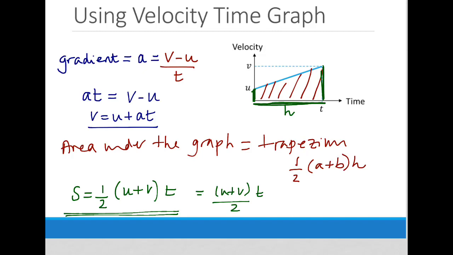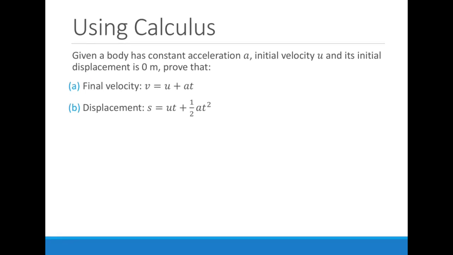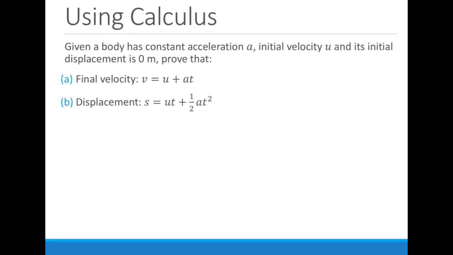So we're now going to move on, and we're going to look at using calculus to derive constant acceleration formulae. So using calculus, here is the question we're asked. Given a body has constant acceleration a, an initial velocity u, and its initial displacement is 0, prove that v equals u plus at, where v is the final velocity.